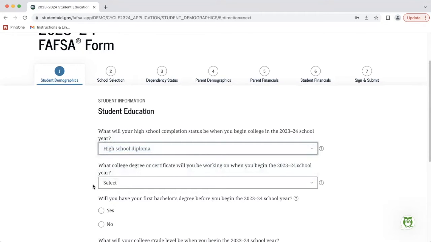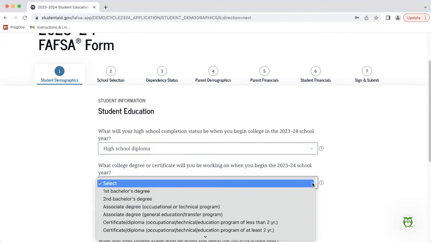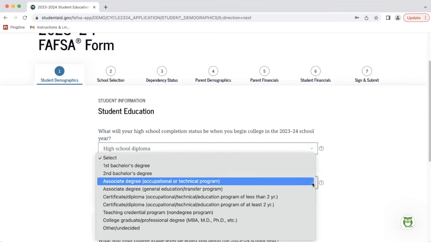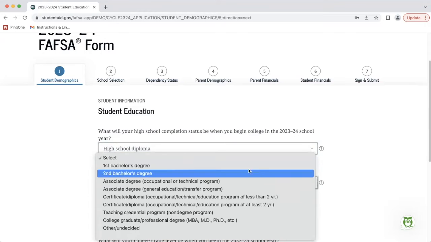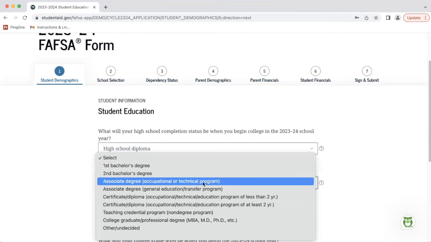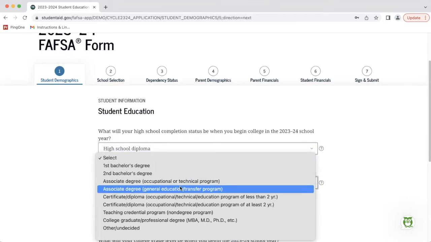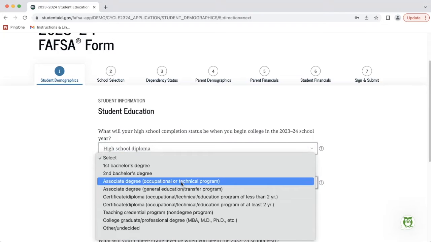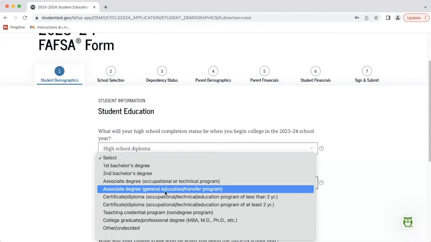What college degree or certificate will you be working on when you begin the 23-24 school year? And it shows you a drop-down menu of all of your different options. So you could say first bachelor's degree if you're looking at a 4-year route, or an associate's degree if you're looking at a 2-year school. Notice how they have 2 different types of an associate's degree to choose from. You have your occupational or technical programs, as well as your general education and transfer programs.